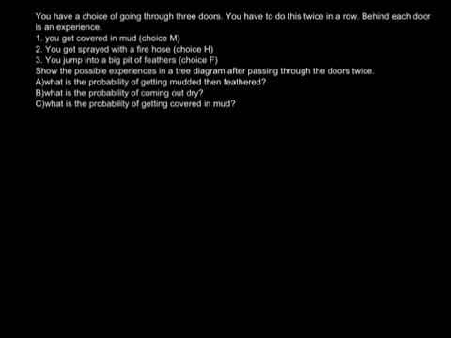The first one is you get covered in mud, choice M. The second one is you get sprayed with a fire hose, choice H. The third choice is you jump into a big pit of feathers. So what you need to do is to show the possible experiences in a tree diagram after passing through these doors twice.